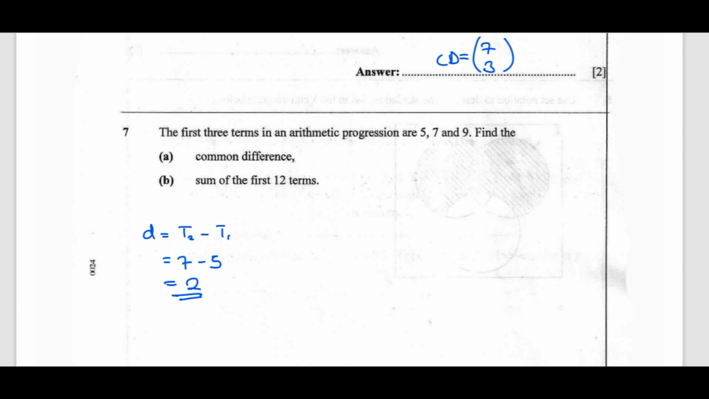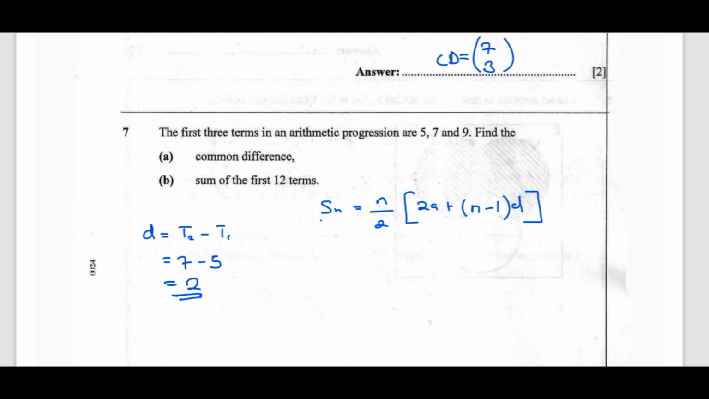Sum of the first 12 terms. How do we find the sum of the first 12 terms? The formula is Sn is equal to n over 2, open bracket 2a plus open bracket n minus 1 close, d, and close. Now this n represents the number you've been asked, for example the 12 terms, so you substitute n with 12.